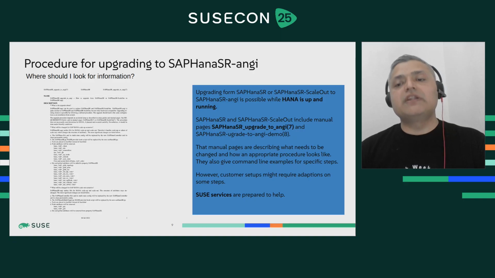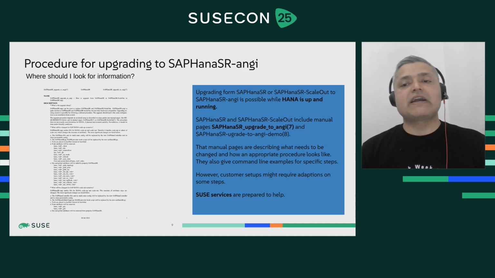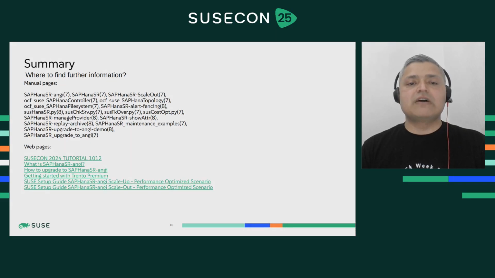And the important thing to note is that it is totally possible to do the upgrade of this package from classic to new SAP HANA SR-angi without any downtime of the SAP HANA database. So that is the important message here. And then we move on to our summary.